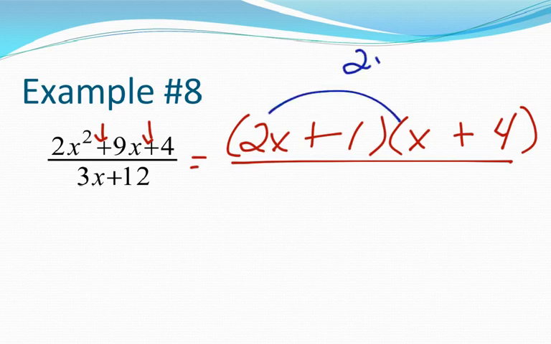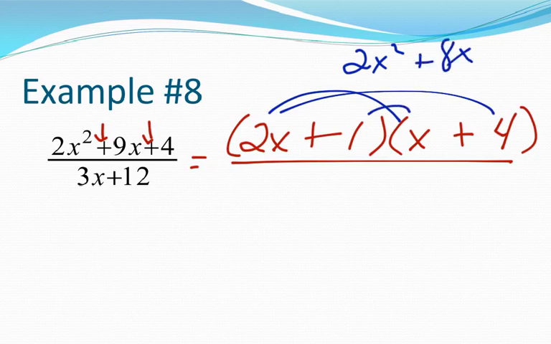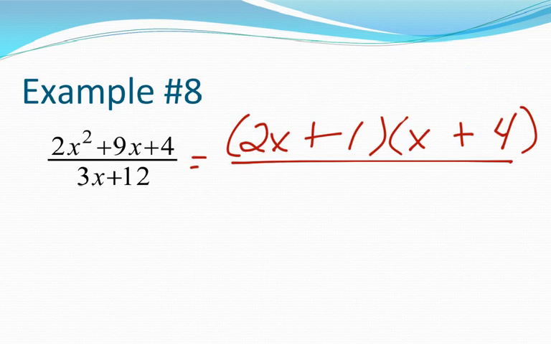2x times x is 2x squared, 2x times 4 is 8x, 1 times x, and 1 times 4. And so I'm going to have 2x squared plus 9x plus 4, which is what I started out with. On the bottom I'm going to have 3 as the greatest common factor, and I'm left with x plus 4.